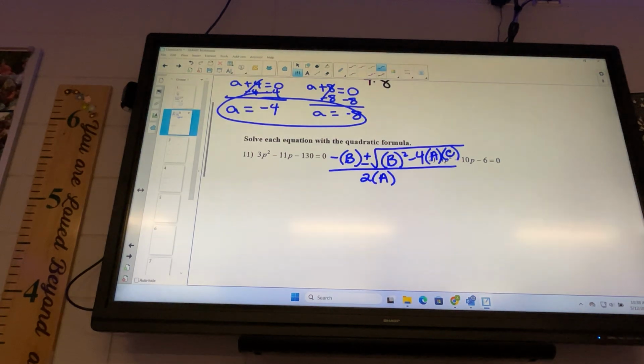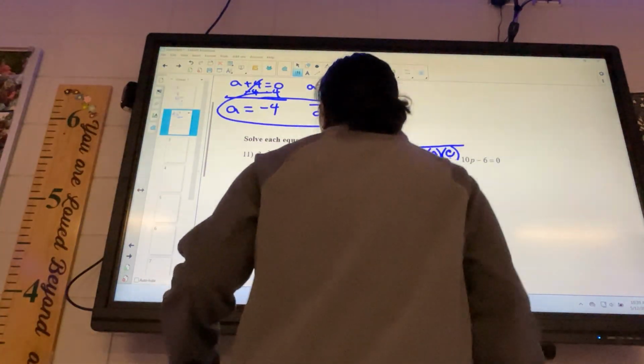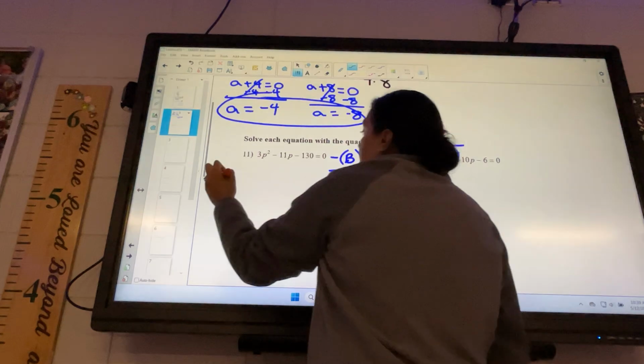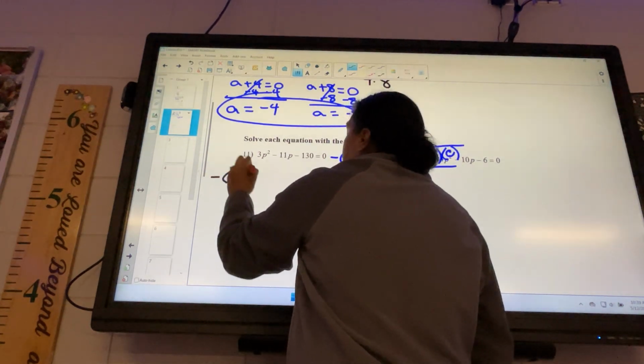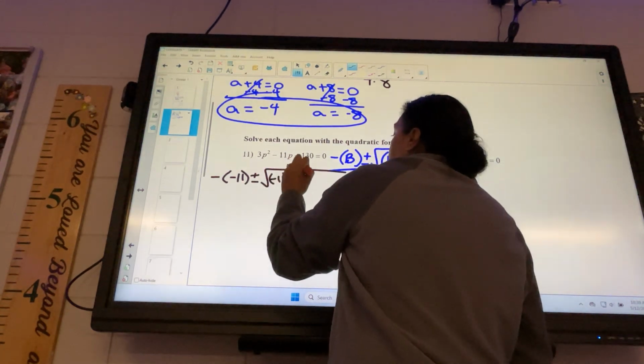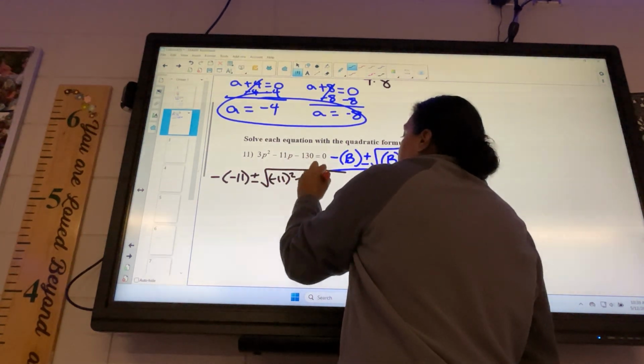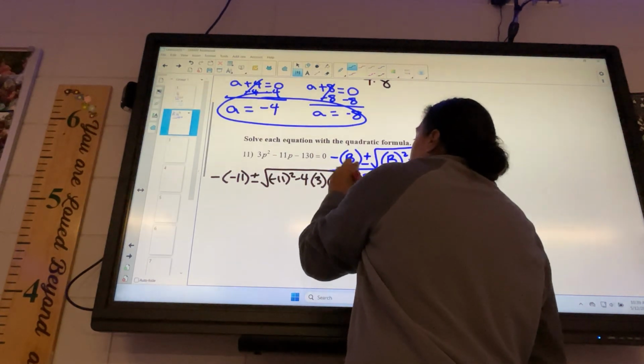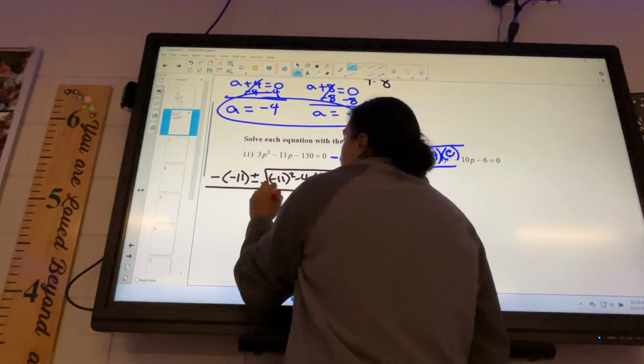If you're looking at number 11, what is my A value? 3. What's my B? Negative 11, the negative goes with it. And then C, negative 130. It always goes AX squared plus BX plus C. So it's going to look like negative B, which is negative 11, plus or minus the square root of negative 11 squared minus 4 times my A, which is 3, times my C, which is negative 130, all over 2 times my A, which is 3.